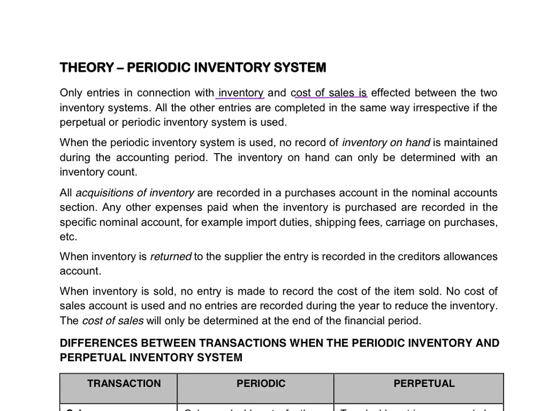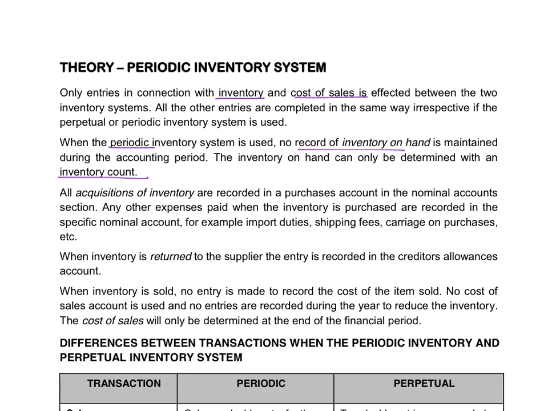When the periodic inventory system is used, no record of inventory on hand is maintained during the year. The only way that they can determine how much inventory they have on hand is doing an inventory count. So even if the business wants to know in the middle of the year how much inventory is available, they will have to do an inventory count, because they don't use the inventory account where they can just balance the inventory account to determine how much the inventory should be.